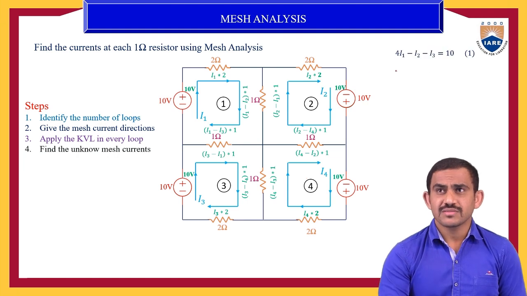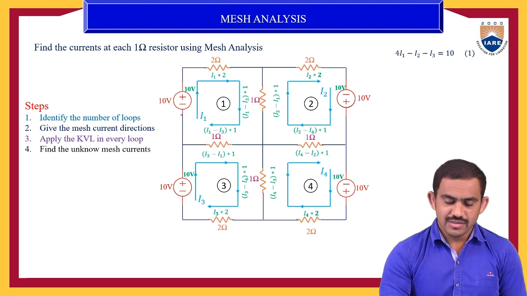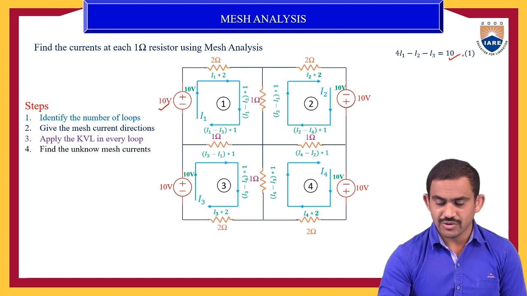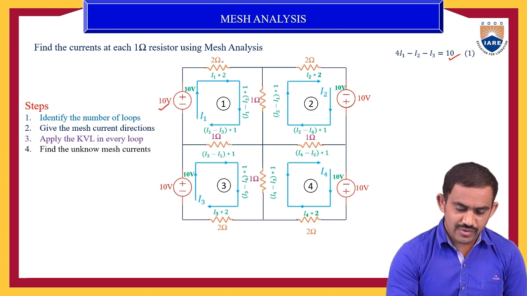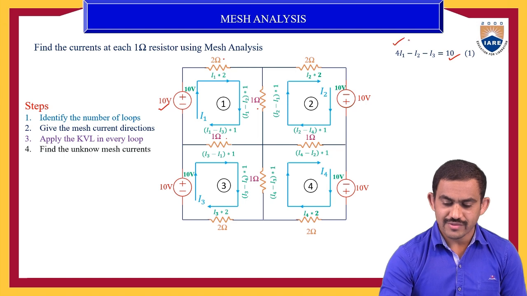If you solve the equation, loop 1 equation will get like 4I1 minus I2 minus I3 equal 10. You can directly see here. So how many volts? This is a source, so source 10 volts. I1 means at 2 ohms I1 is there, 1 ohm I1 is there, and here also 1 ohm I1 is there. That means 2 plus 1 plus 1, 4 I1.